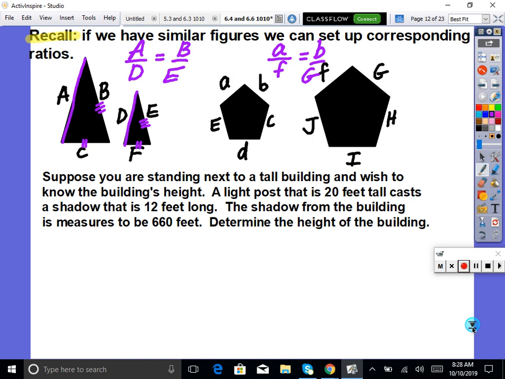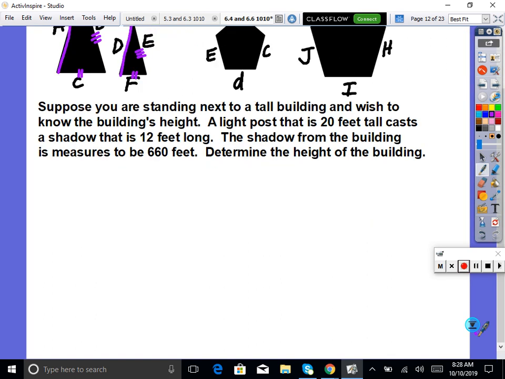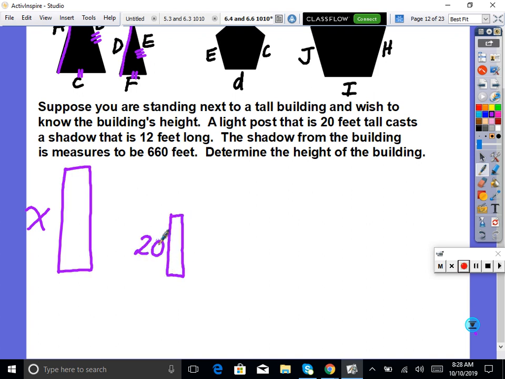It says, suppose you are standing next to a tall building and wish to know the building's height. So let's start drawing this as we read. Here's our building. We wish to know the building's height. A light post that is 20 feet tall, so here's my light post, not drawn to scale, is 20 feet tall. And it casts a shadow that is 12 feet long. Great. It says the shadow from the building is 660. Now it says, how tall is the building?